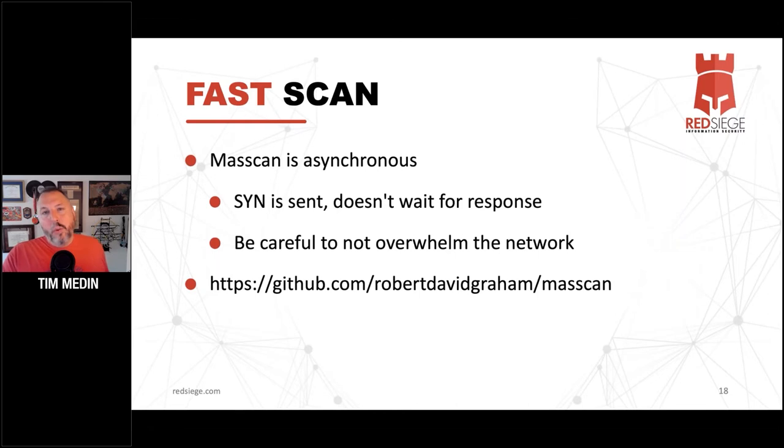Masscan don't care. Masscan says, SYN, SYNs all over the place. And then when it receives a response, it's going to look at that response and say, oh yeah, that's one of mine. Mark that port as open. But it's not going to block. It's not going to wait for that particular response. Very, very cool tool. Much, much more efficient for scanning larger networks. Be careful though, you can very easily overwhelm the network.